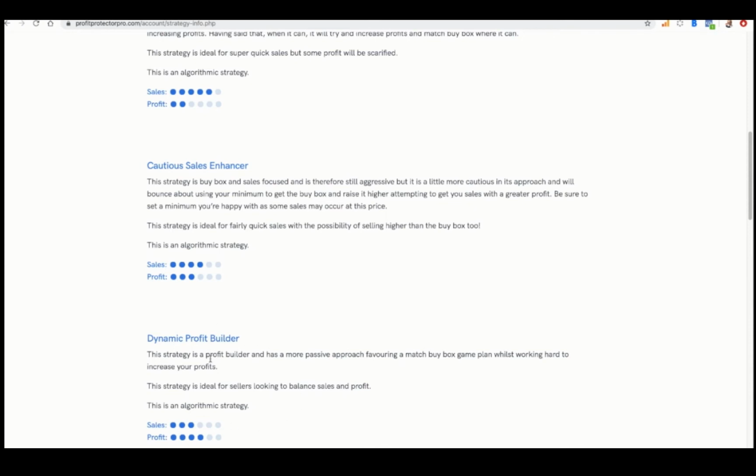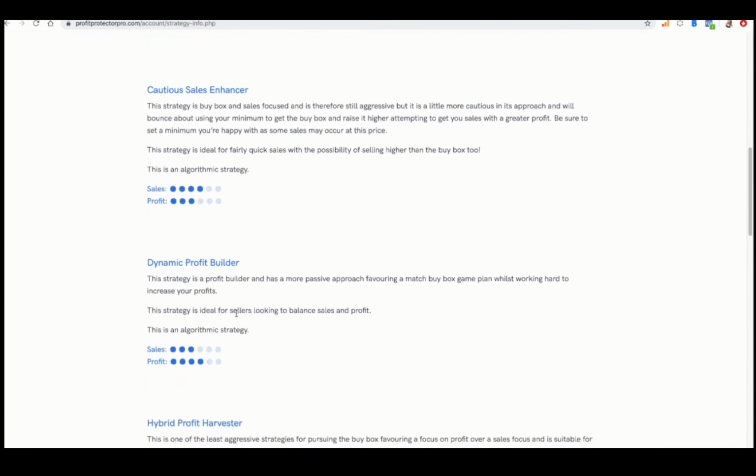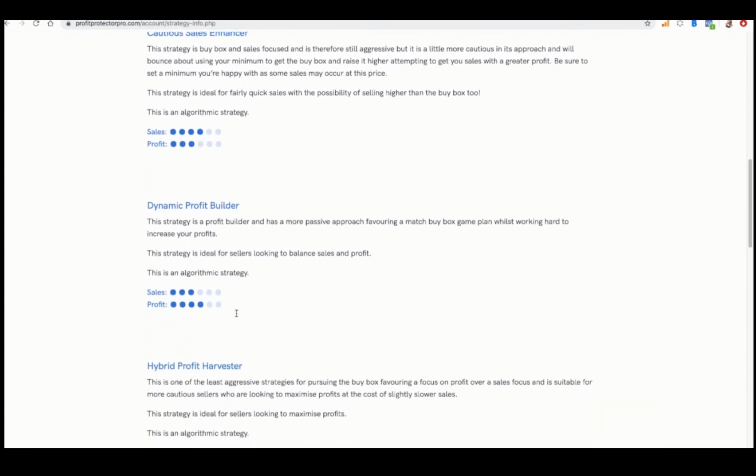So this is a good one for everyday sort of sales. It will get you good sales, but it's also going to look after your profit, and it's going to do what Profit Protector Pro is designed to do, which is protect your profits. So that's a good one. That's probably my favourite, and the one that I think is a great one for everyday sales.